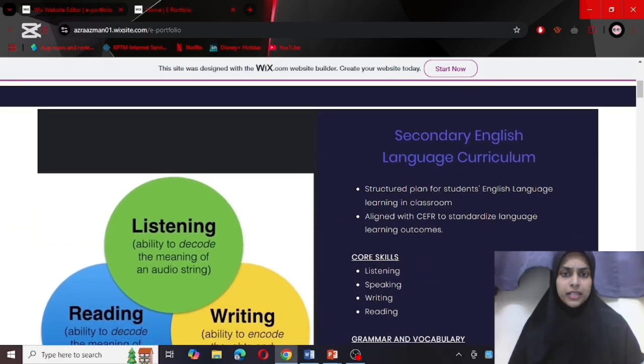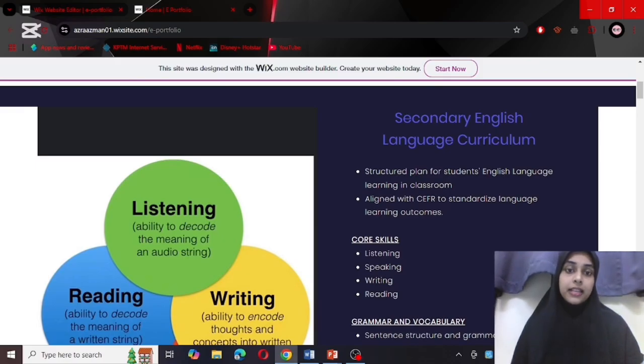So, what is it? It is actually a plan designed to help students improve their English skills in their classrooms. It is structured, clear, and also follows the international standard called CEFR to ensure students meet specific language learning goals. The curriculum is built around four main skills. As you can see here, they are listening, speaking, reading, and writing.